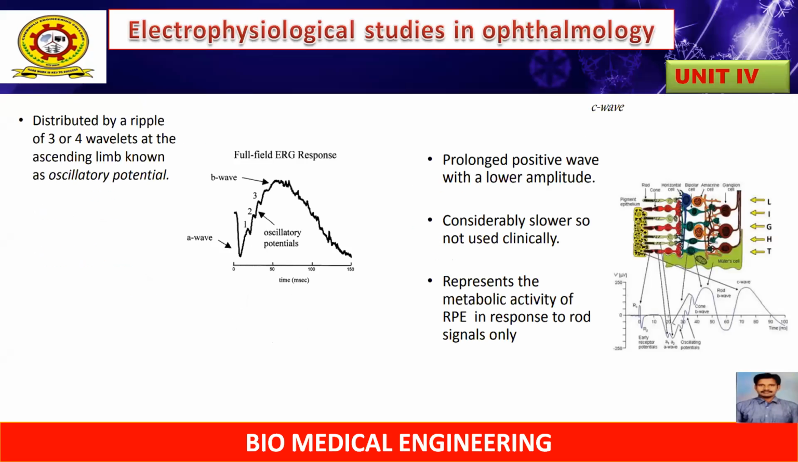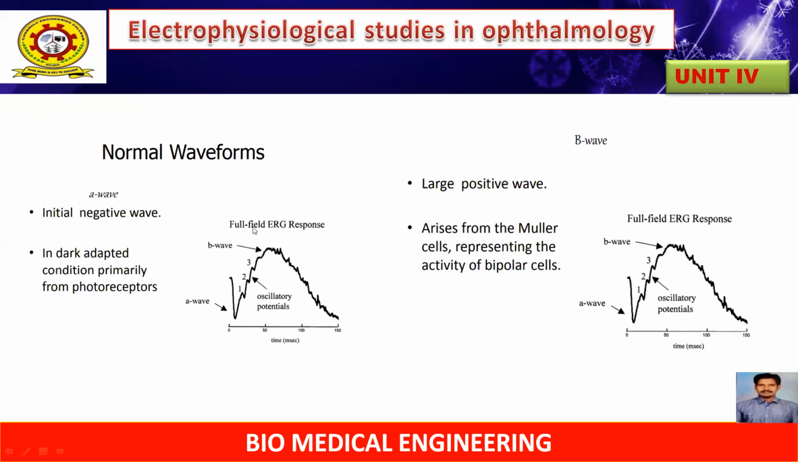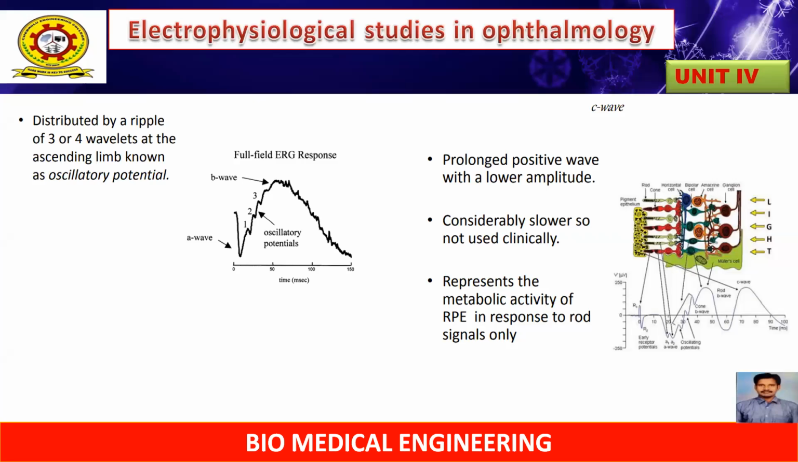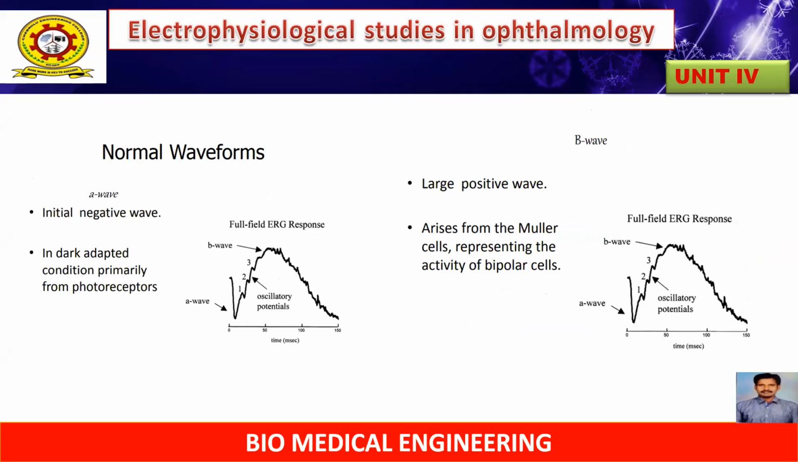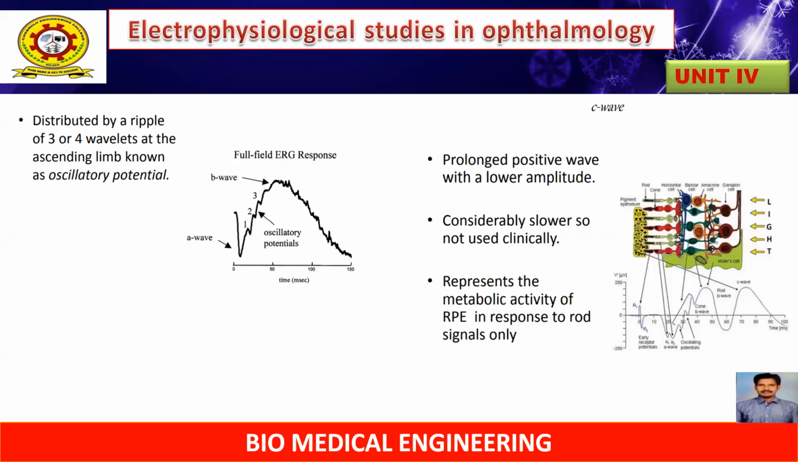And with respect to the B wave, it is distributed by three or four wavelets at the ascending limb, known as the oscillatory potentials. The oscillatory potentials are nothing but what lies in between the A and B wave. So we are estimating some ripples, those are called limbs or wavelets, and they are represented here. Another one is the C wave. So these are the states of the ERG waveform: A wave, B wave, and C wave.